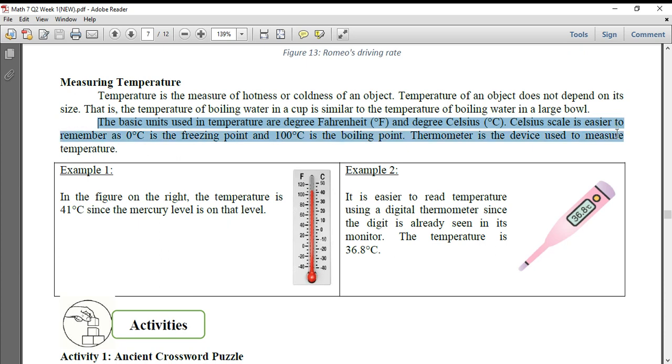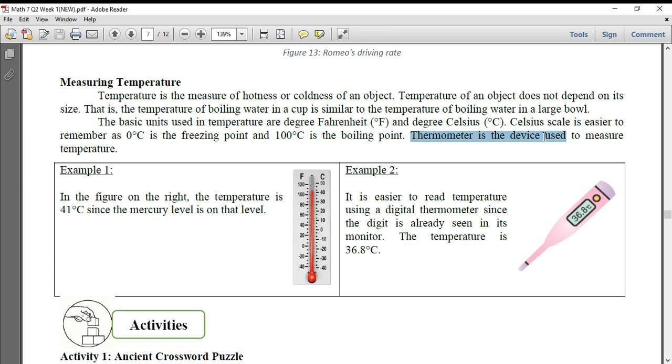Celsius scale is to remember as, 0 degrees Celsius is the freezing point. Okay? So, pag sinabi nating freezing point, so malamig na siya. That's ang temperature niya ay 0 degrees Celsius. Whereas yung 100 degrees Celsius, that's the boiling point. Ito, kumukulo na siya. Okay? So, 0 degrees Celsius para sa ating freezing point. Yung 100 degrees Celsius ay para sa boiling point.